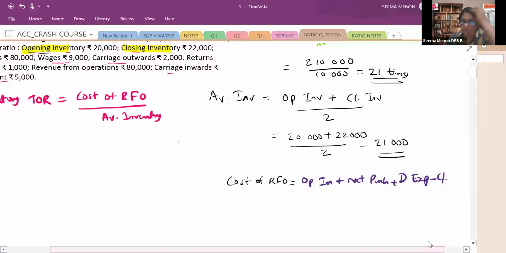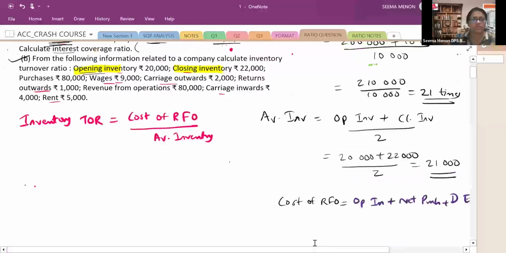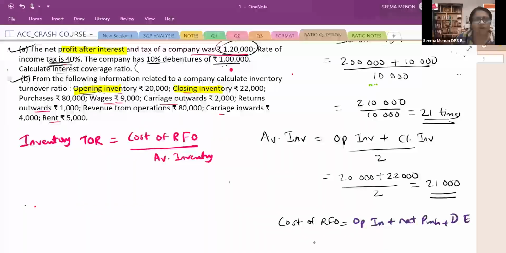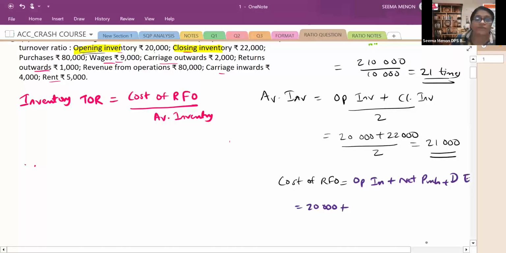Let's solve it. Closing inventory. So we are supposed to take only direct expenses. Come back to the question. Let's see what are the things we have to consider. See the question. See here it is given opening inventory how much? 20,000. So let's take 20,000. Here again I am putting equation 20,000 plus. What is the net purchase? Net purchase means purchases minus purchase return. Purchase return you have to search.